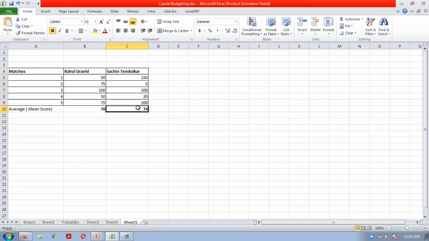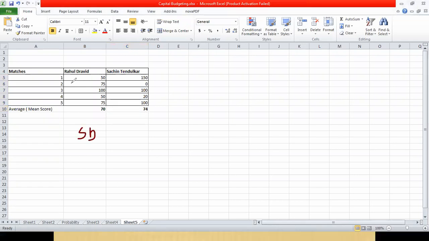Okay. So now what you will do, you can calculate the standard deviation of the scores of both the players. So how we'll calculate the standard deviation, and based on that we can find out who is the more consistent player.